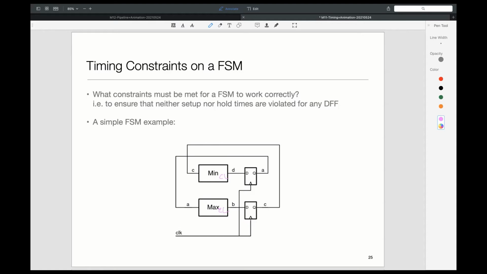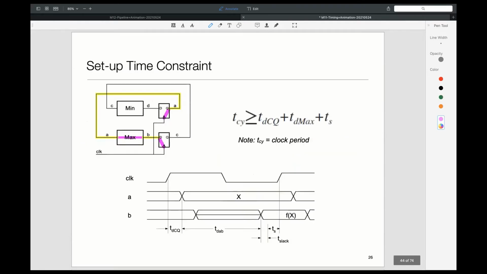We have a system with 2 bits of state. Assume that we are given their setup and hold times. Now what will happen? This is a logic path with the minimum delay, and this is a logic path with the maximum delay. Now let's work out one requirement. Let's say a clock tick comes. We are going to look at what happens between 2 successive clock ticks. Let's call this clock tick 1, and this clock tick 2.